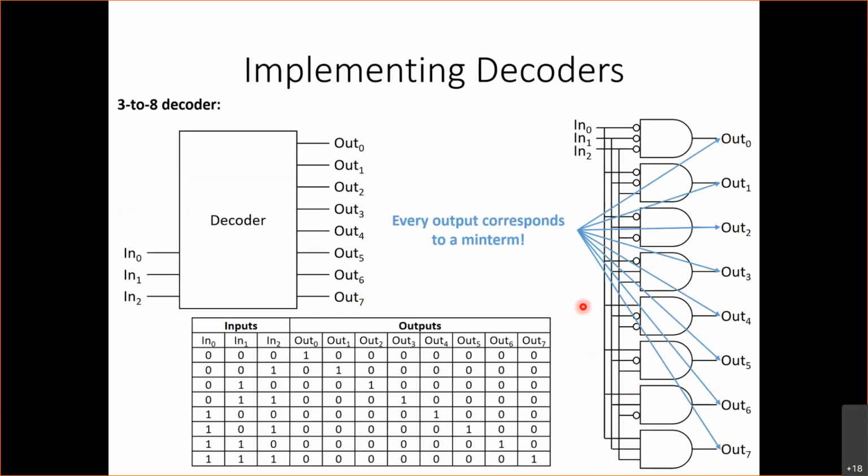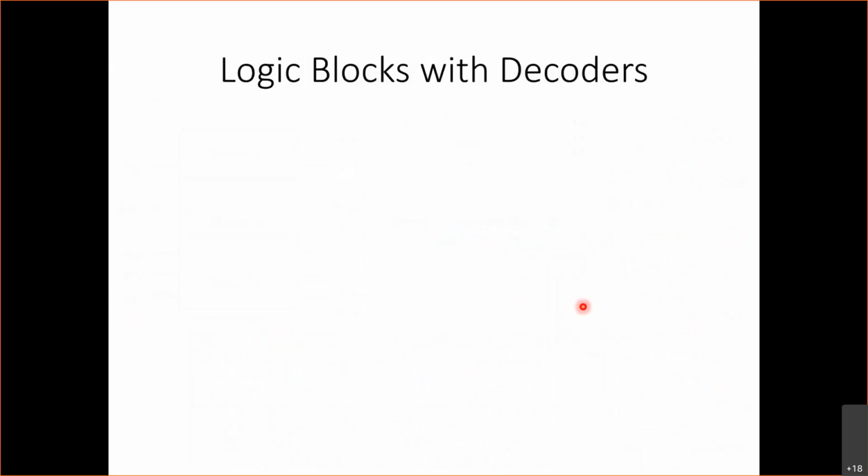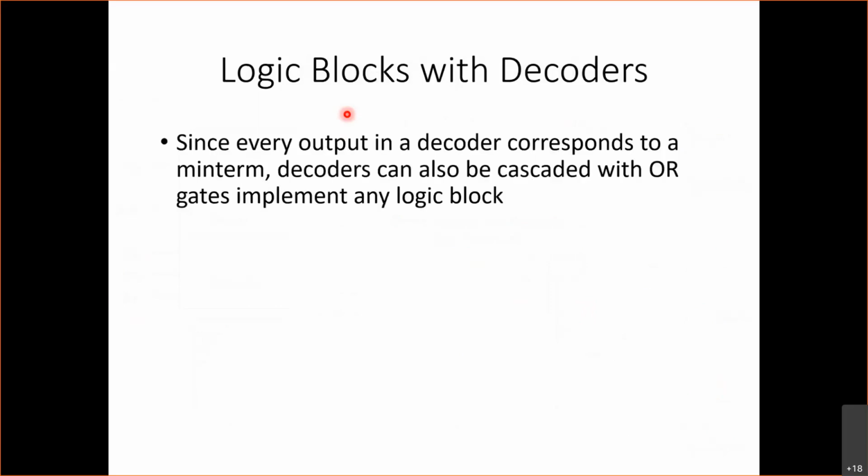Because each of these outputs corresponds to a minterm, we can actually use a decoder to implement any circuit if we combine it with an OR gate. That's not the only use of a decoder. So let's look at an example of this. Again, this is not the only use of decoders. We'll look later about where we use decoders inside of circuits. But it's just interesting to observe, and a demonstration of how decoders work, to see that, since every output of a decoder is a minterm, we can cascade a decoder with an OR gate to implement any logic block.